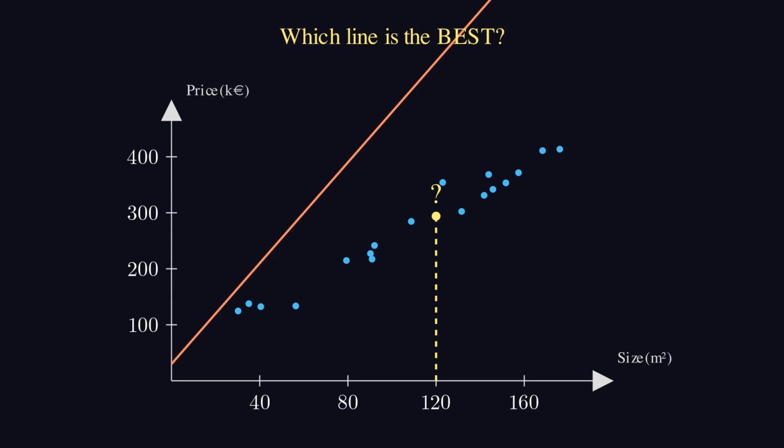But which line? There are infinitely many lines I could draw. We need a way to find the best line. And to do that, we need to define what best means, mathematically.